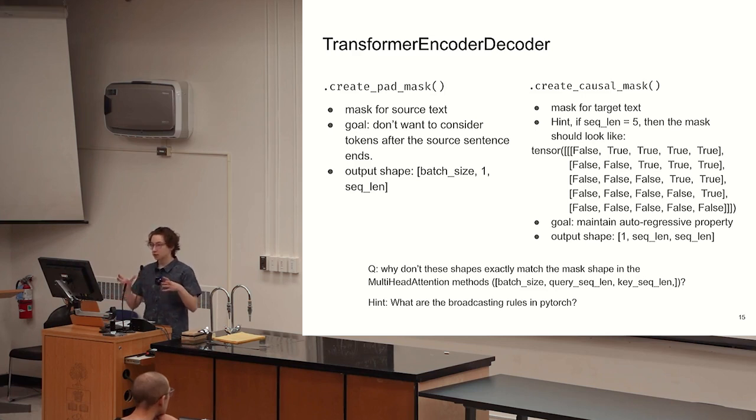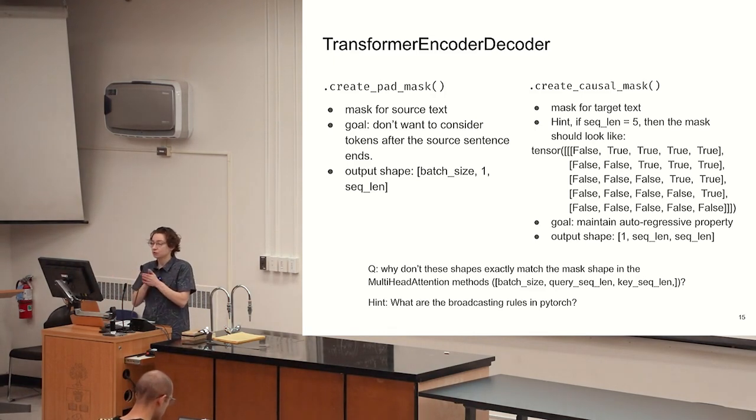So the masks are specific to the text that they are masking. The pad mask is specific to the source text, and the causal mask is specific to the target text. And this has to do with the goals that the masks are accomplishing. For the pad mask, the goal is that we don't want to consider any of the positions after the source text ends. We only want to consider the relevant tokens that we're generating a translation for. So that's for the pad mask.